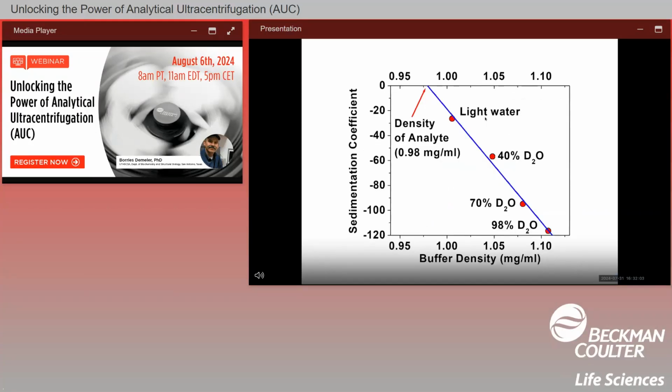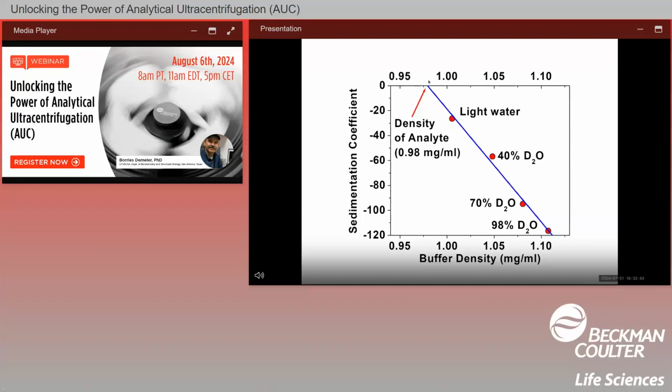The next approach that I want to discuss is that of a lipid nanoparticle that's filled with RNA. And what we do there is a density matching experiment where we measure our lipid nanoparticles in 4 different ratios of light water and heavy water, D2O. And when you extrapolate the sedimentation coefficients that are observed in these different density data sets, you get the density of the analyte at 0 S value.